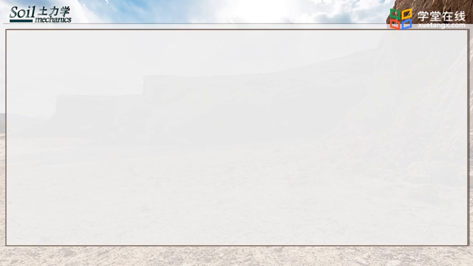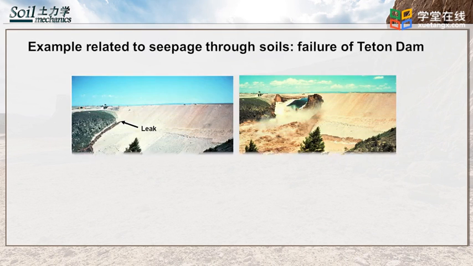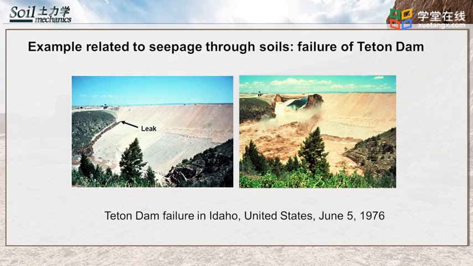A classic example related to seepage through soil is the failure of Teton Dam. Construction on the Teton Dam began in 1972 and completed in 1975. Less than a year later, the dam experienced catastrophic failure on June 5, 1976, during its first filling. Failure of the Teton Dam caused the deaths of 14 people, and the subsequent cleanup cost approximately $2 billion.